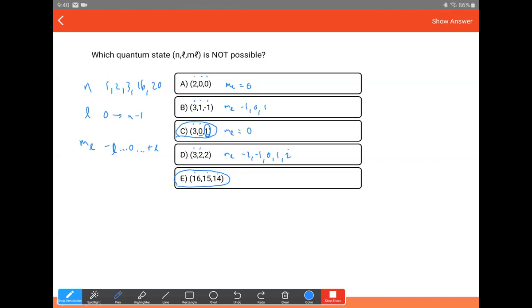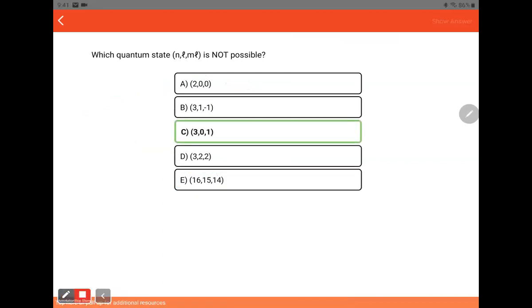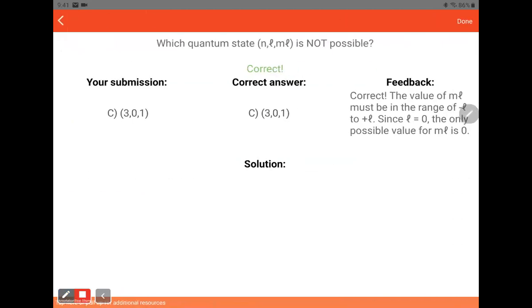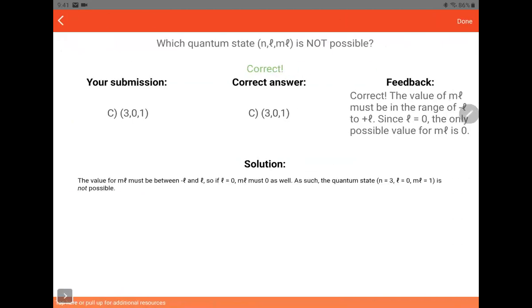These problems are always just kind of a work through. Which one makes sense? Is N an integer? Okay, good. If it's a 2.5 or something, or a negative number, not good. Is L less than N and also an integer? And then M sub L is where you see a lot of issues, where it's limited by L. So work through those. I'm gonna pick C. Yep, so M sub L must be in the range of negative L to positive L.